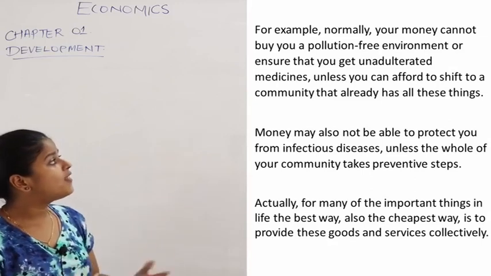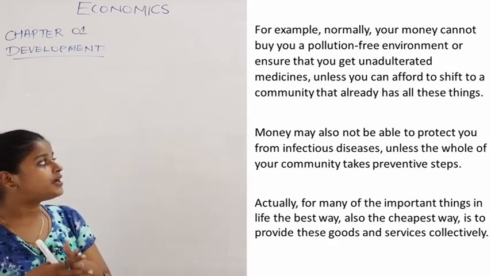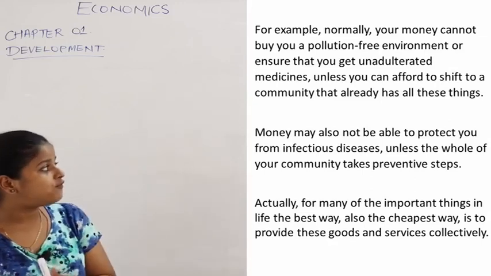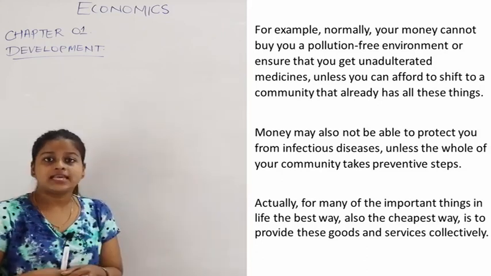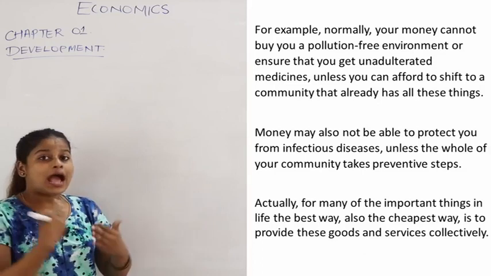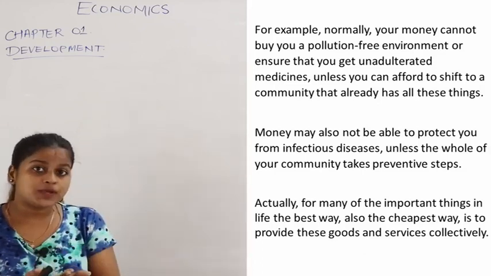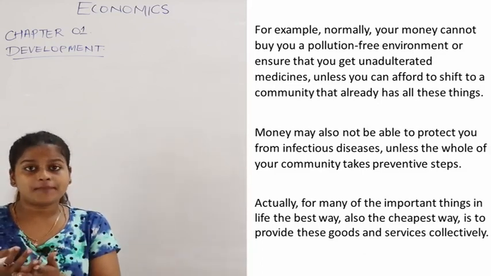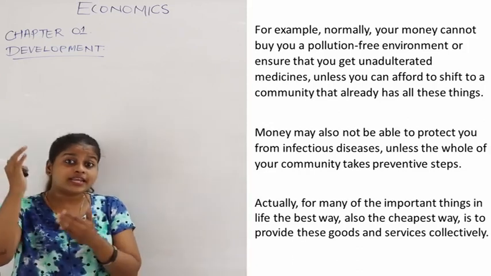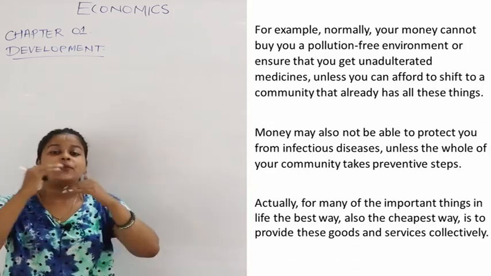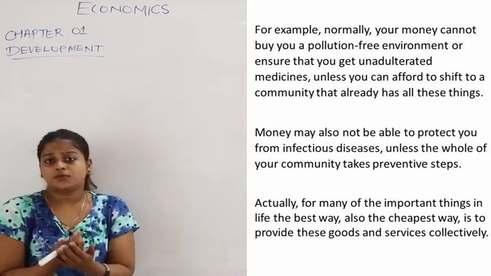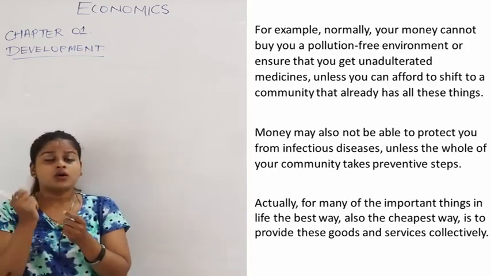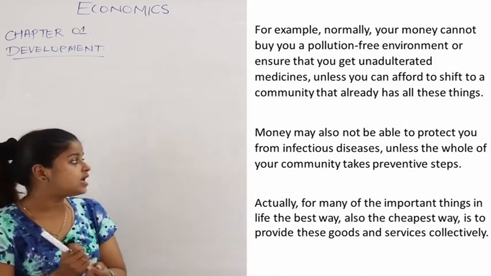Or ensure that you get unadulterated medicines, unless you can afford to shift to a community that already has all of these things. You can get unadulterated medicines when you have already reached that community. But when you are smaller in income, it is not possible for you to go and demand what the higher communities are getting.